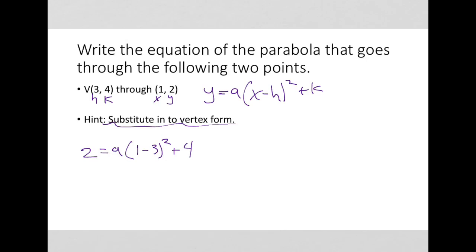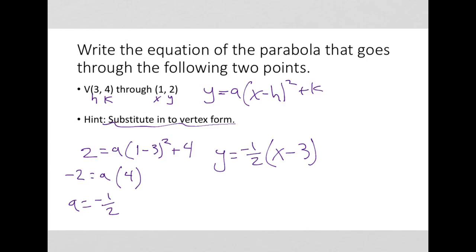So let's solve this equation for a. 2 minus 4 is negative 2, equals a times that whole thing. 1 minus 3 is, I believe, negative 2. Negative 2 squared is 4. So divide by 4 and we get a equals negative 1/2. So now all I have to do is rewrite this equation. y equals negative 1/2 times x minus 3 squared plus 4. And that is my answer.